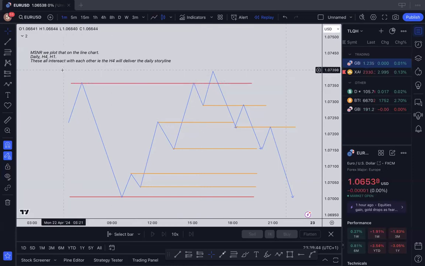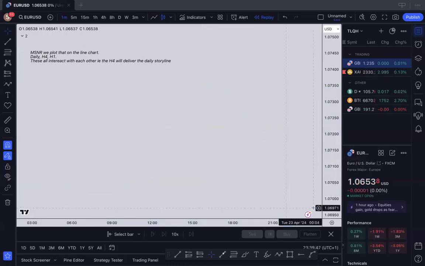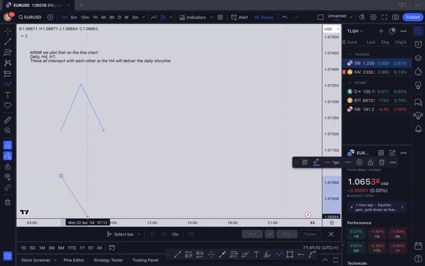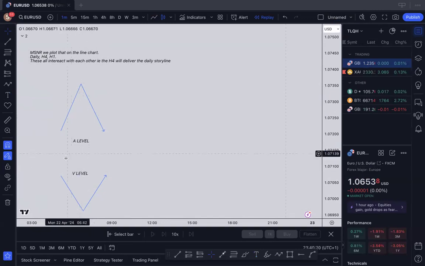Okay, so now let's have a look at types of levels. We've got three types of levels. The first two are levels that we are plotting on the line chart. The first one is a standard high or a standard low, and these are what I call an A level or a V level. A level and V level.